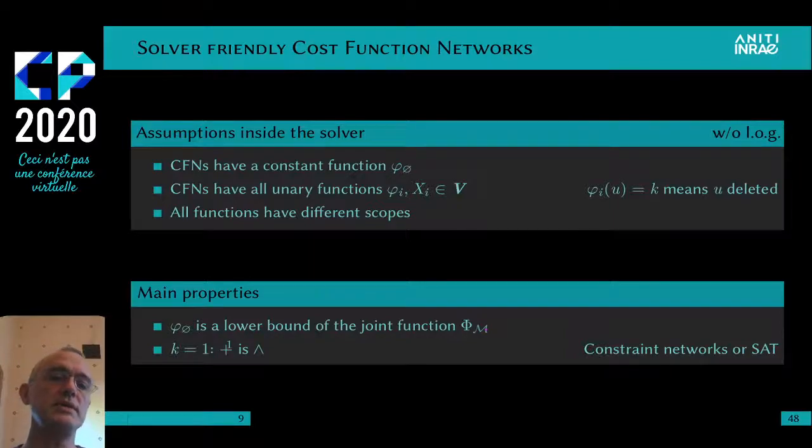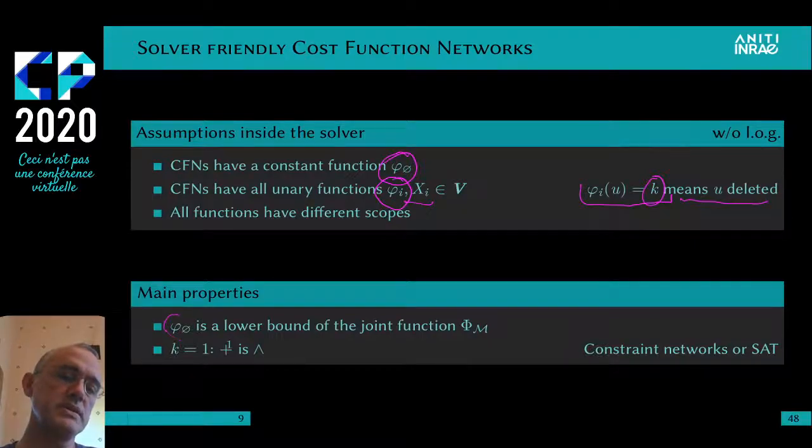Inside the solver, we assume that we have a constant function available in the set phi. And also we assume that for every variable, we have a unary function, phi i for simplicity, associated to every variable. And it is used to represent information available on each domain. So for example, the fact that some value u of xi is mapped to k by the unary function means implicitly that the value u can be deleted.